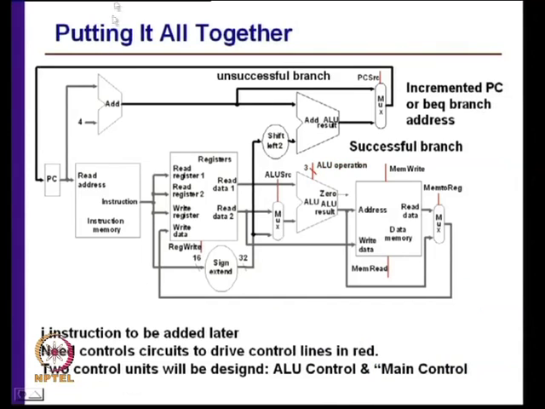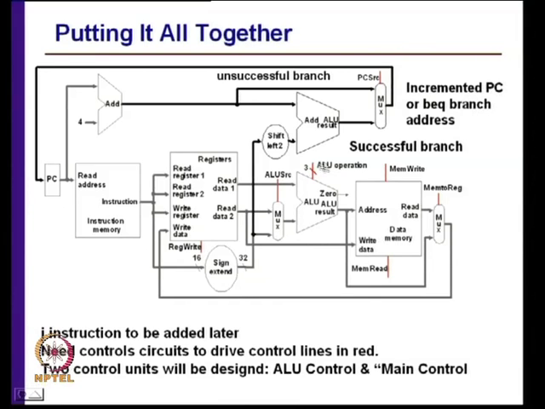Then let us come to the complete data path. This is the complete data path which will perform all the different things. So we see here, we not only require two separate memories: one for reading instructions, known as instruction memory, and you will require data memory. You will require the register file in any case.